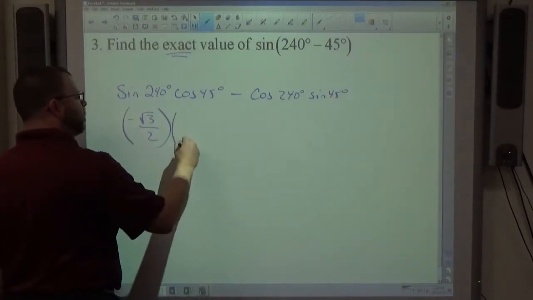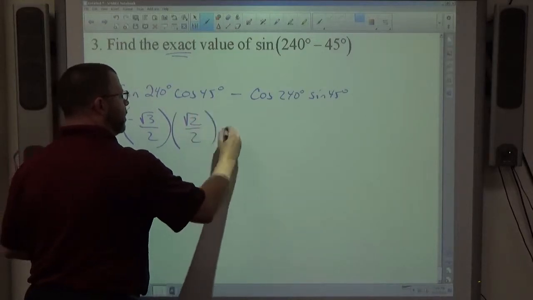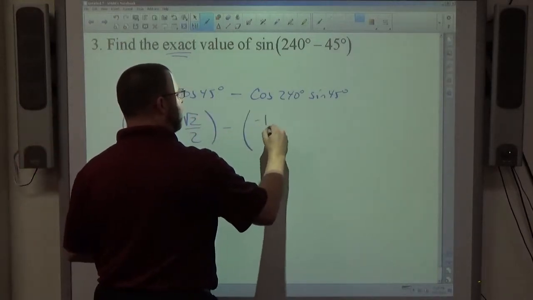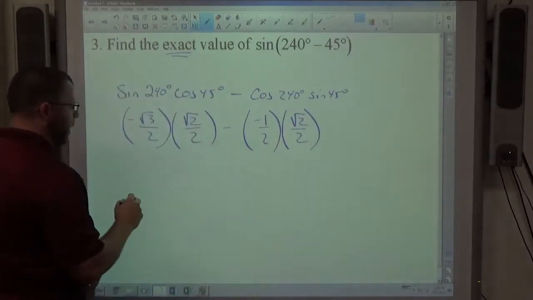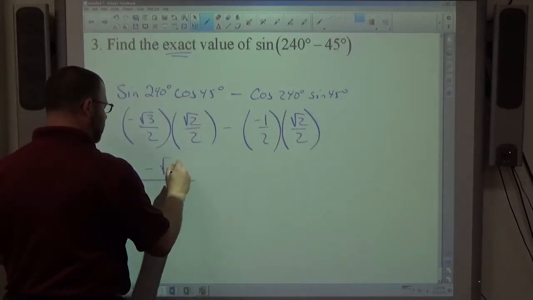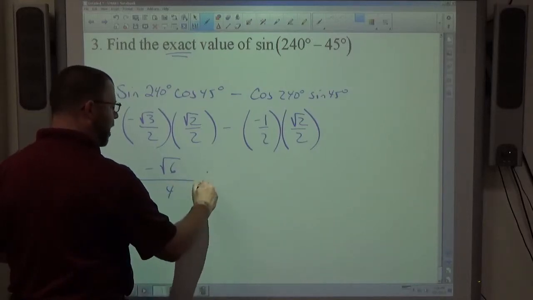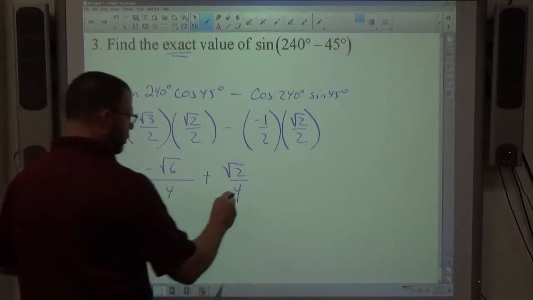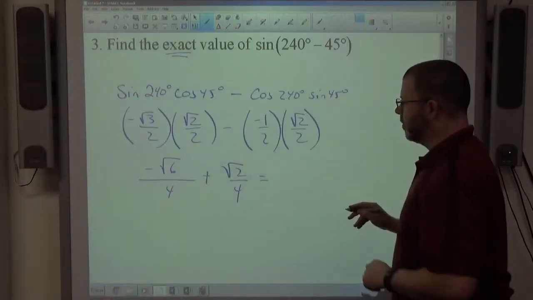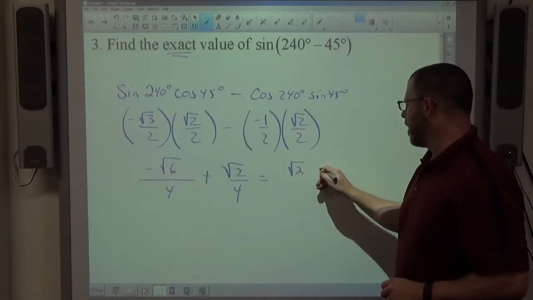And then sine of 240 degrees is negative square root of 3 over 2. Cosine of 45 is positive square root of 2 over 2. Cosine of 240 is negative a half. Sine of 45 is the square root of 2 over 2. And just like that, we get negative the square root of 6 over 4 for this. And we get positive the square root of 2 over 4 for that. So the end result, exact answer for this problem, is the square root of 2 minus the square root of 6 all over 4.